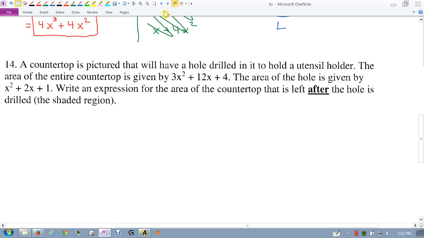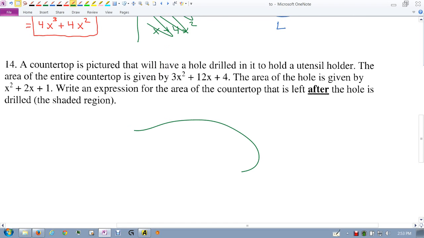The area of the entire countertop is given by this, 3x squared plus 12x plus 4. The area of the hole is given by x squared plus 2x plus 1. Write an expression for the area of the countertop that is left after the hole is drilled. All right, that's not so bad.